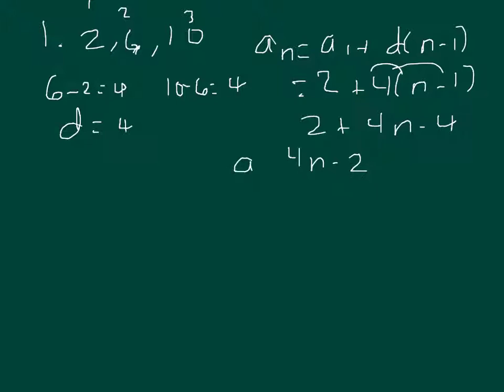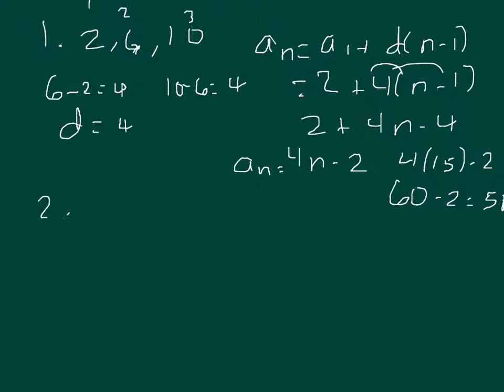And so if that's the nth term, and I need to find the 15th term, then you take 4 times 15 minus 2, and that's going to be 60 minus 2, which is 58. But it works just as well to write out to the 15th term, so that's 58 there.